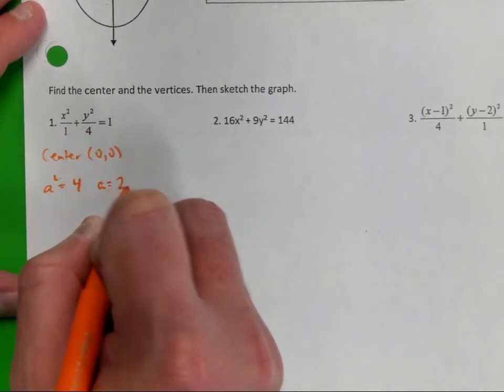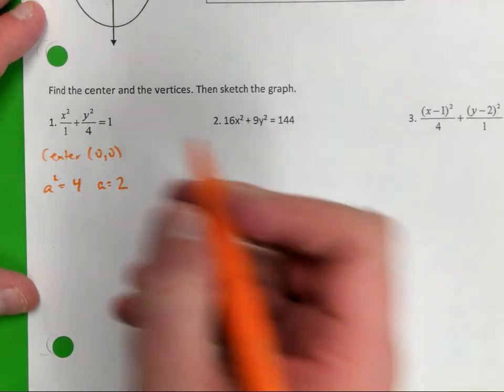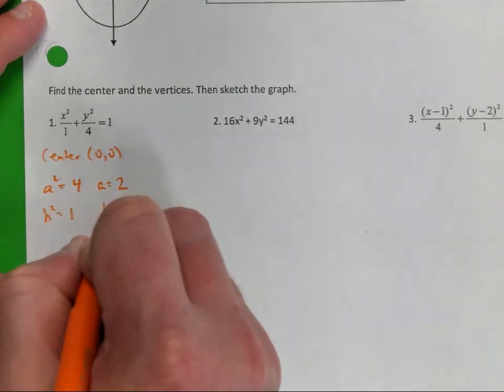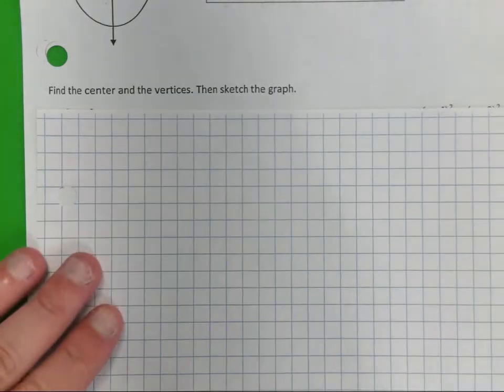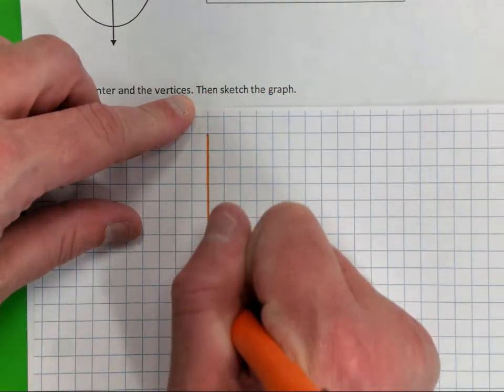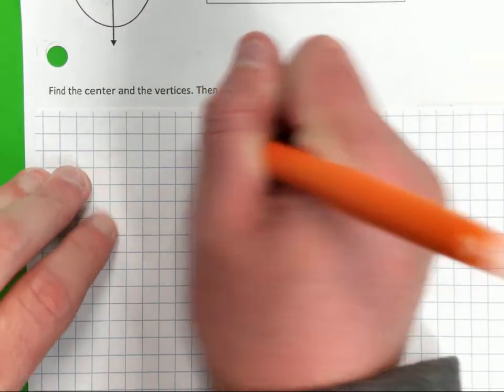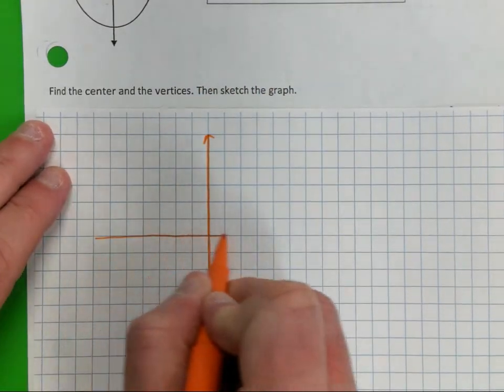What is A equal to? 2. What is B squared equal to? 1. B is equal to 1. Now you have enough information to graph this ellipse and tell me the vertices, okay? Now you can sketch your graph on your paper. I'm going to do it on this right here so you can literally see what I'm doing. Alright, so you have to graph it before you can tell me the vertices. You can't just say, oh, I got enough.